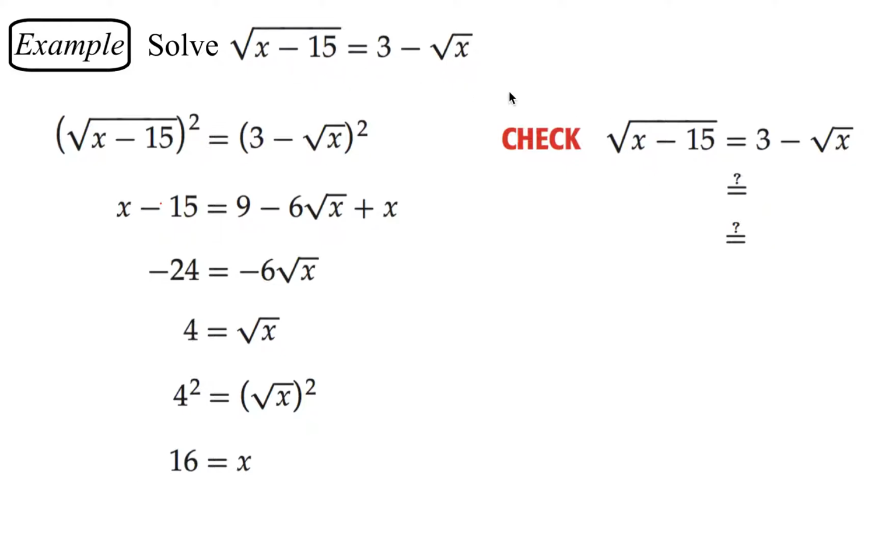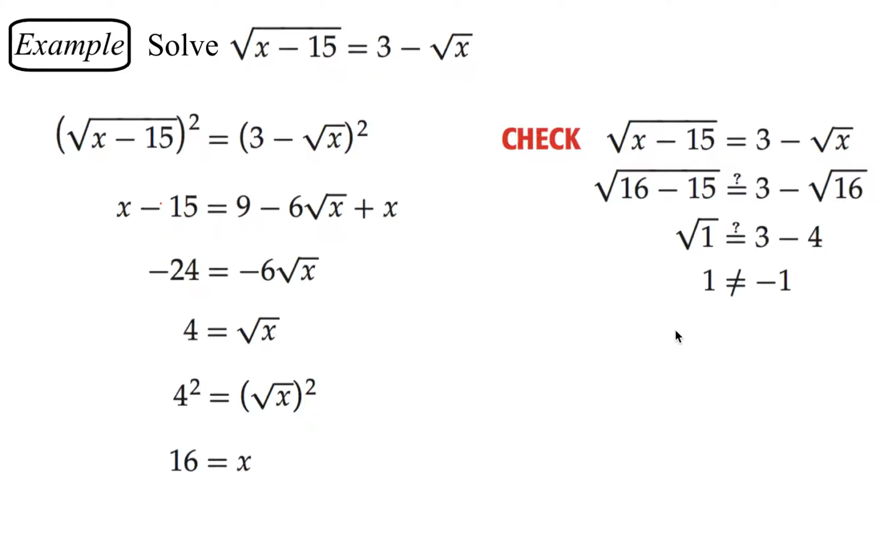Our original equation, we're going to plug in right here, and x is 16, so 16 minus 15 is going to give us a 1. On the right hand side, when we plug in 16, we get a 4 over here, and we get 3 minus 4, which is a negative 1. And positive 1 is not equal to negative 1, so this is not a valid solution. This is called an extraneous solution. So there is no solution on this one.